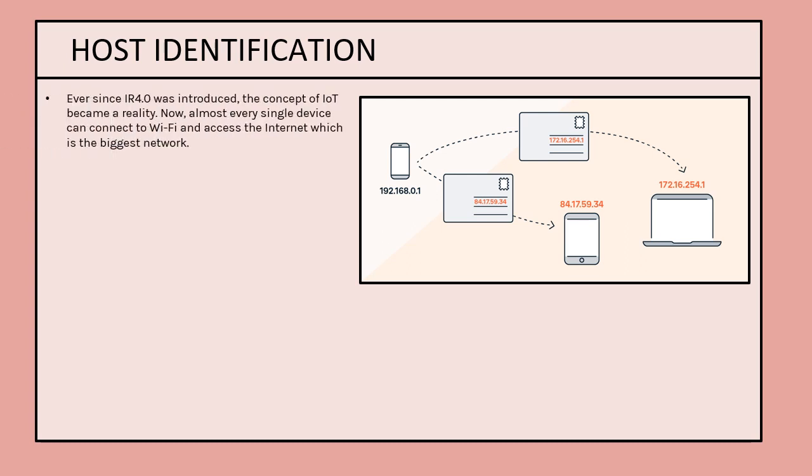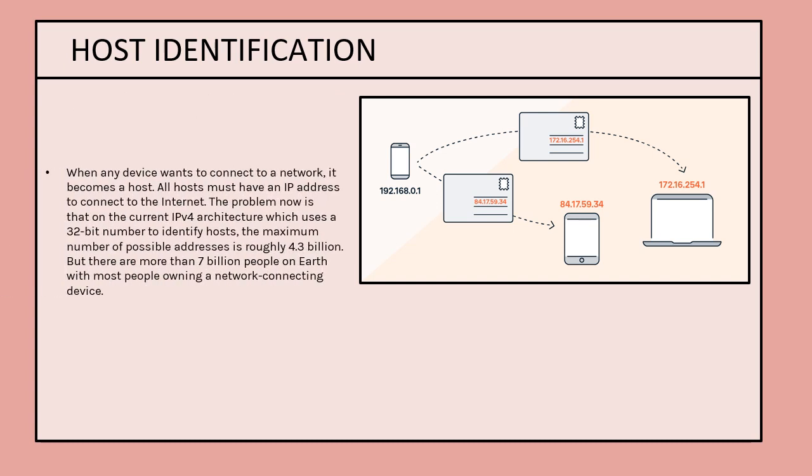Basically, ever since IR 4.0 was introduced, the concept of Internet of Things became a reality. Now, almost every single device can connect to Wi-Fi and access the Internet, which is the biggest network. When any device wants to connect to a network, it becomes a host. All hosts must have an IP address to connect to the Internet.